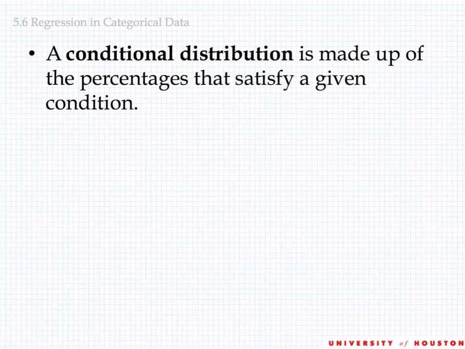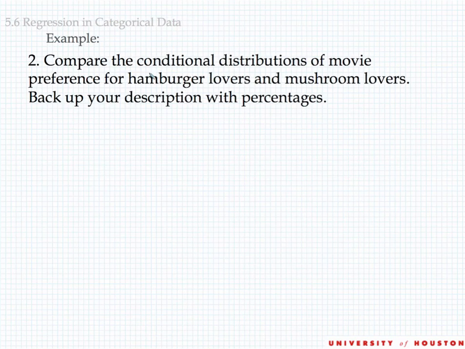A conditional distribution is made up of the percentages that satisfy a given condition. So I want to compare the conditional distributions of movie preferences for hamburger lovers versus the mushroom lovers. And we'll back up our reasoning with percentages. So I'm going to make a chart for just the hamburger and the mushrooms.